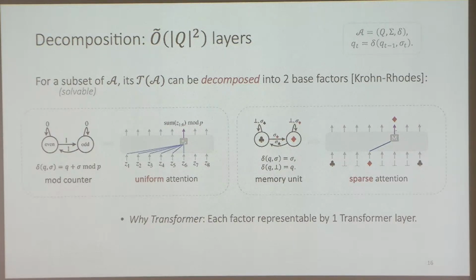We can also show that the number of factors is going to be bounded by Q squared. And since each factor is implemented using O(1) layers, the overall number of layers is also Q squared. I want to pause to see if there are questions.